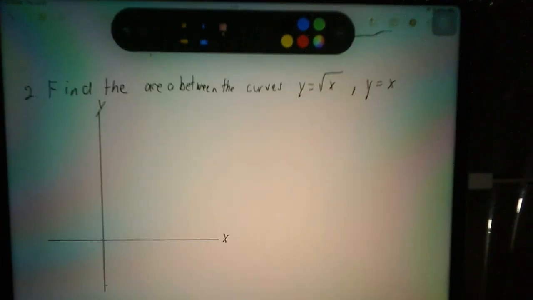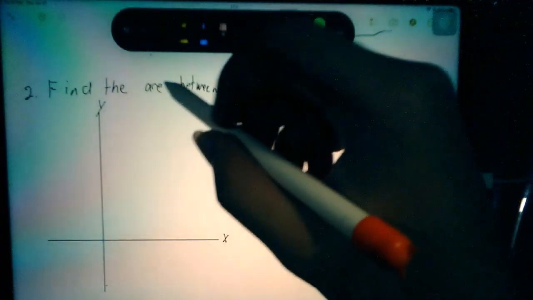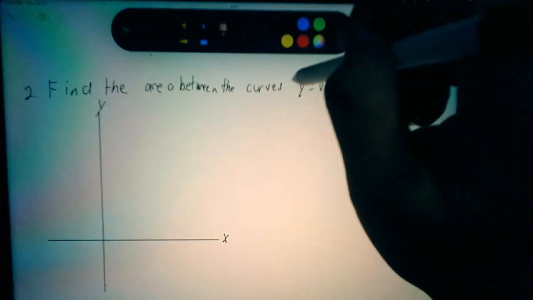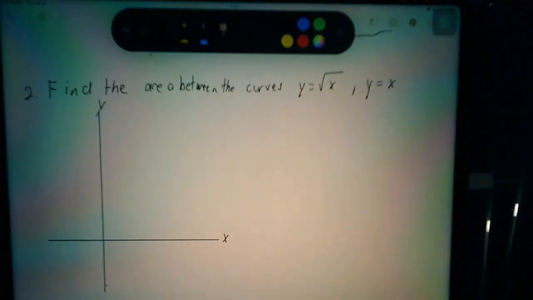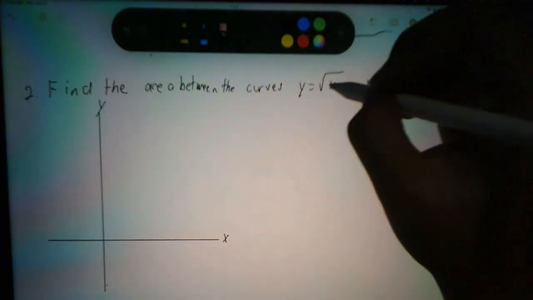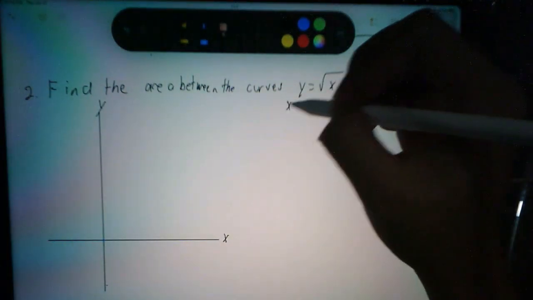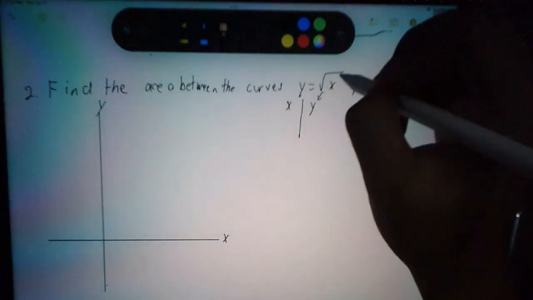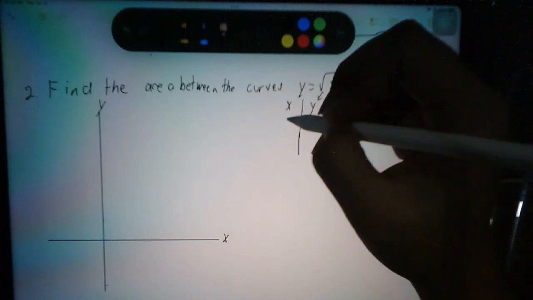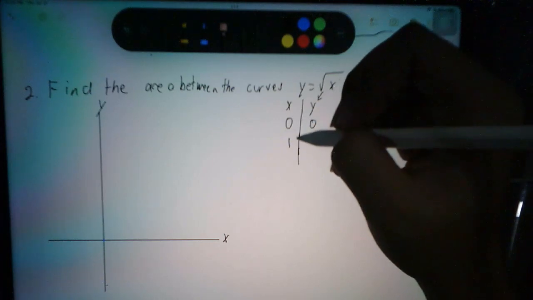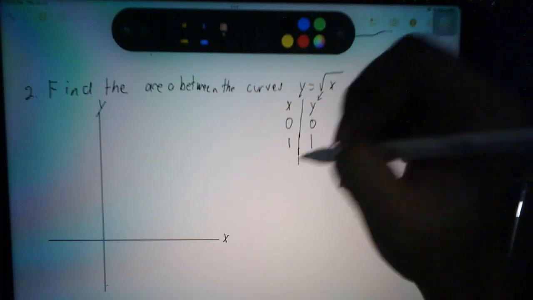So for our number 2 problem from finding the area between the curves, find the area between the curves y equals square root of x and y equals x. So first we need to form a tabular table. So this is a tabular table for y equals square root of x. If x equals 0, y also equals 0. If x equals 1, y is also equals 1.